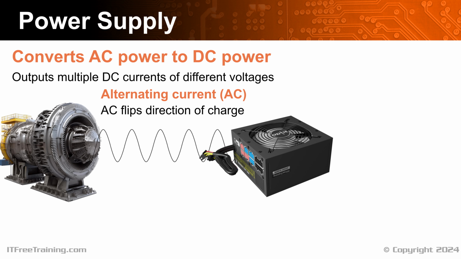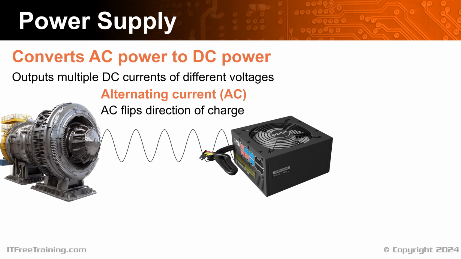This is the most efficient way to generate electricity. It's also the most efficient way to transmit electricity over long distances. The problem is electronics such as microchips can't use alternating current. Microchips have gates that require constant power to keep them open or closed. This can't be achieved using alternating current.